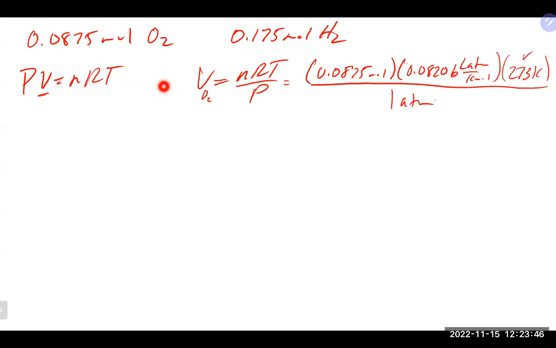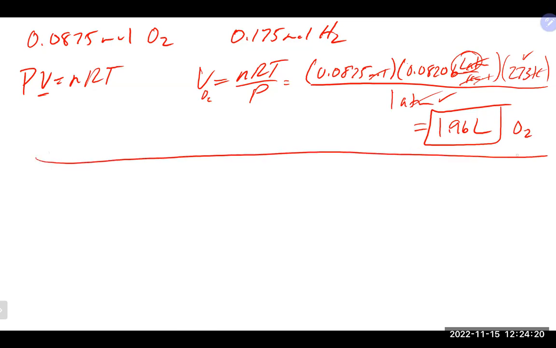So again, those are STP conditions, those 2 values there. That gets us 0.0875 times 0.08206 times the 273, going to give us 1.96 liters of oxygen that would be collected here. Again, the moles would cancel, Kelvin will cancel, atmospheres would cancel, which will leave us with liters here. First off, any question on that calculation there?